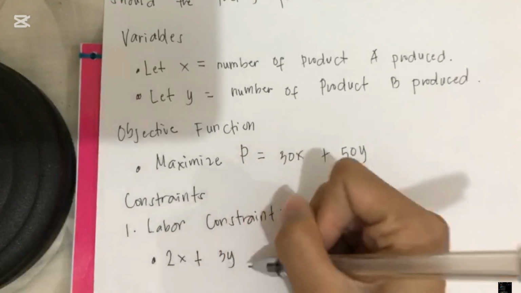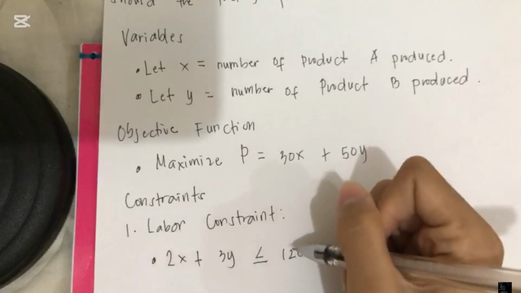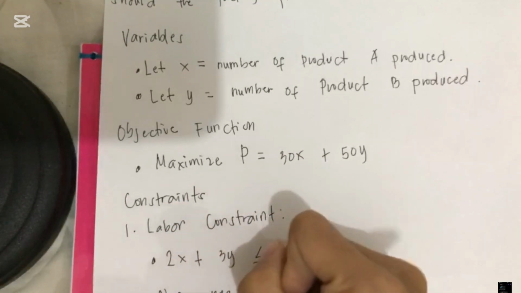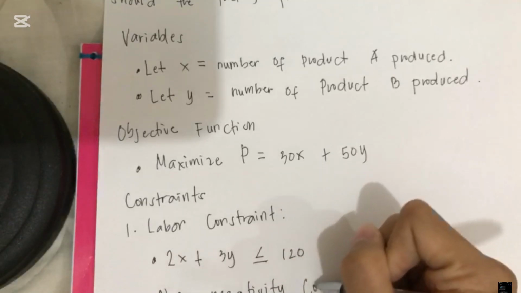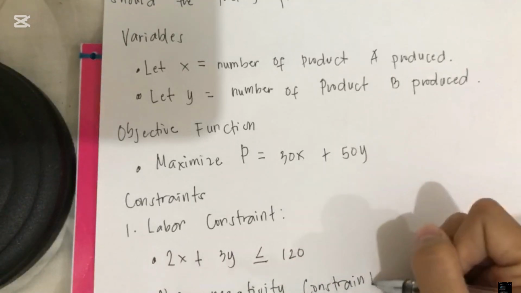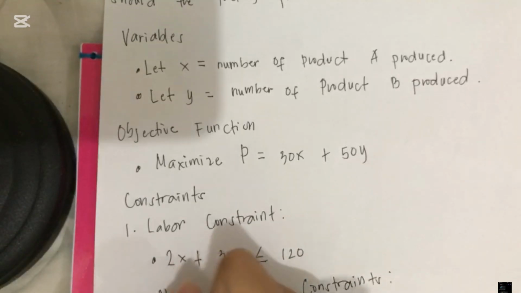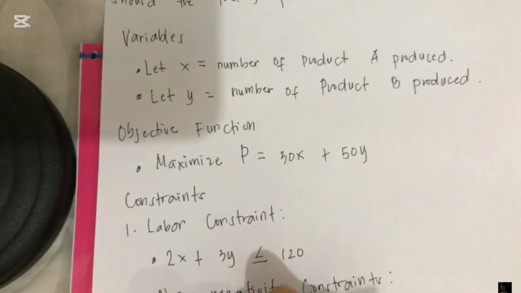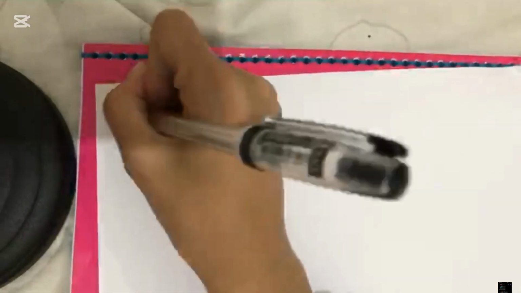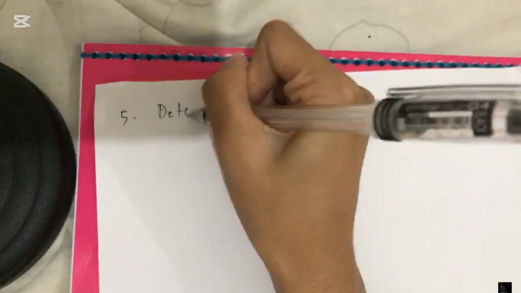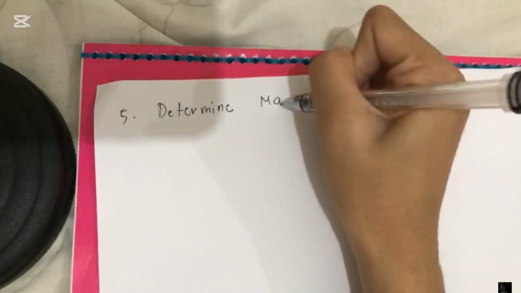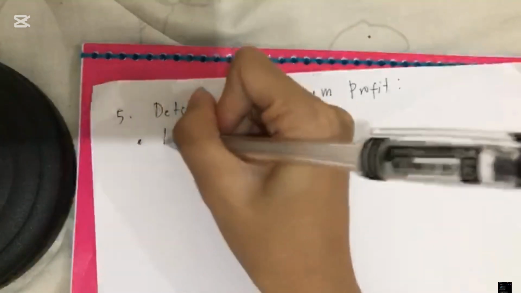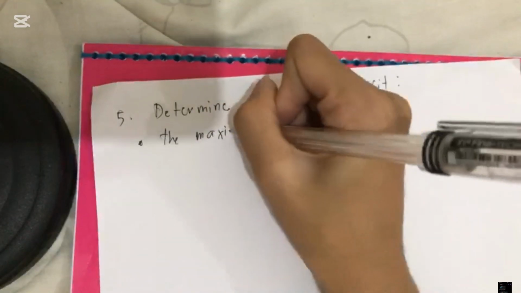Now, let's visualize this. To graph our constraints, we find the intercepts of our labor constraint. If we set Y equals 0, we find X equals 60, which gives us the point (60, 0). If we set X equals 0, we find Y equals 40, giving us the point (0, 40). This allows us to plot our constraint line on a graph and identify our feasible region where all constraints are satisfied.